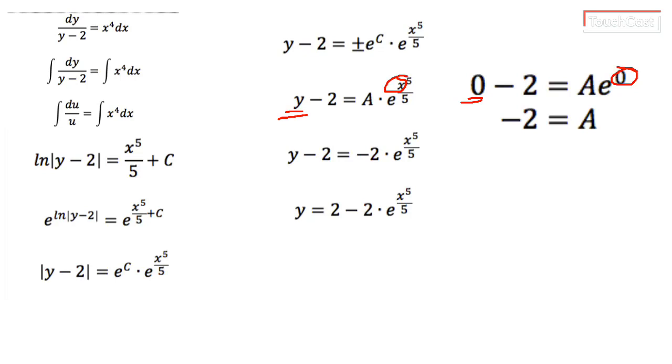I'm going to double check my work. If I replace x with 0, I'm going to have e to the 0 is 1. So 2 minus 2 times 1, which is going to be 0. And that confirms for me that 0, 0 is an ordered pair on my solution. So final answer.